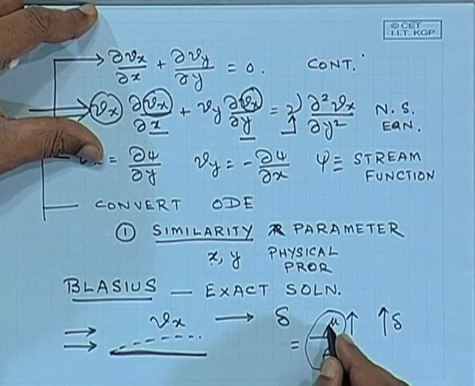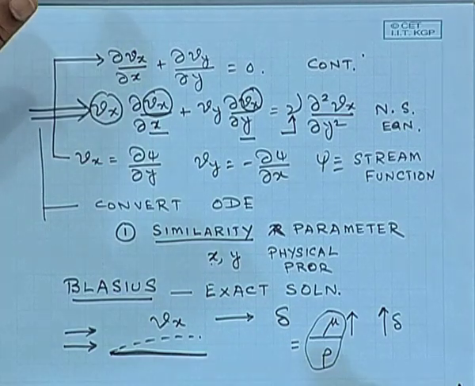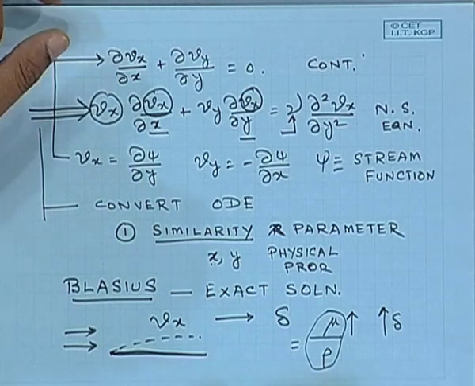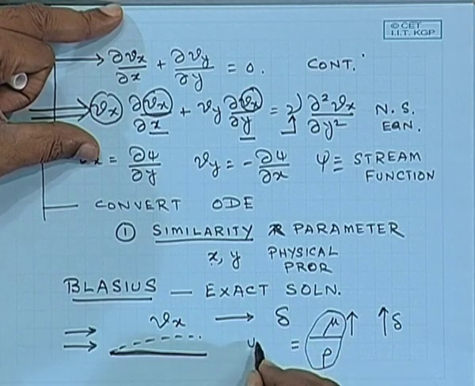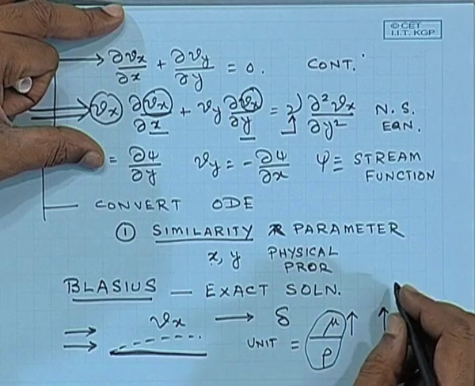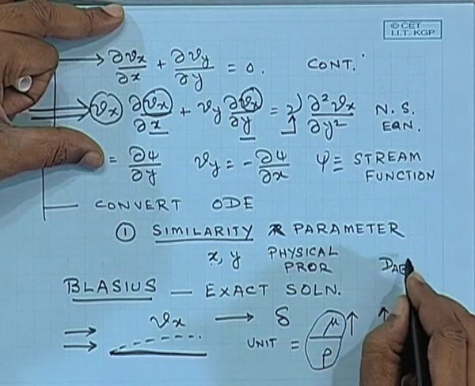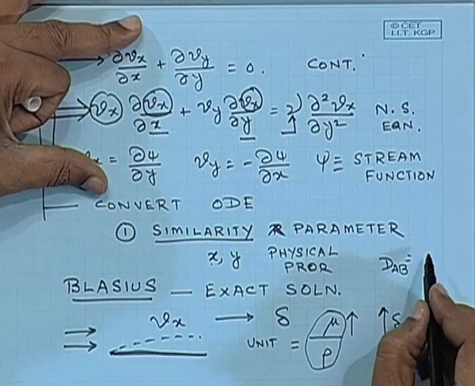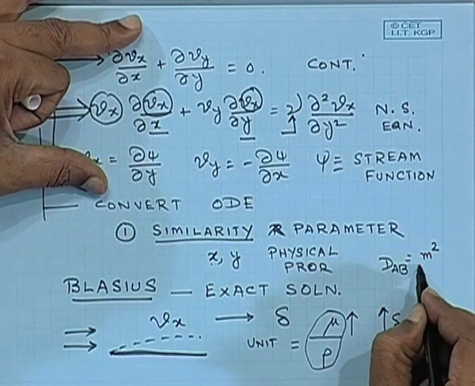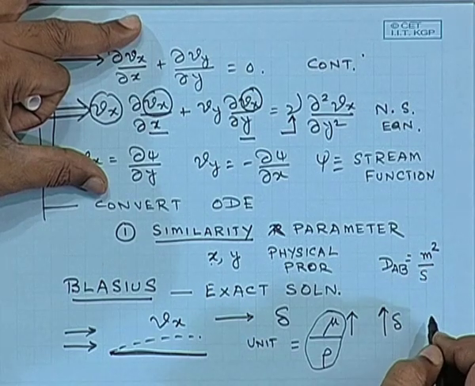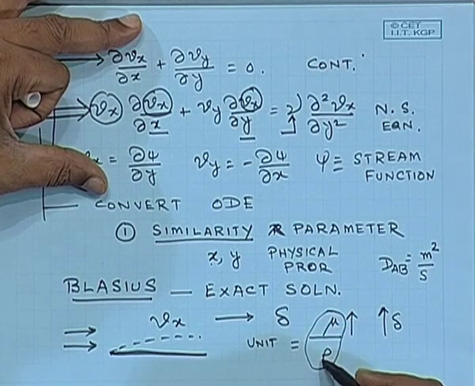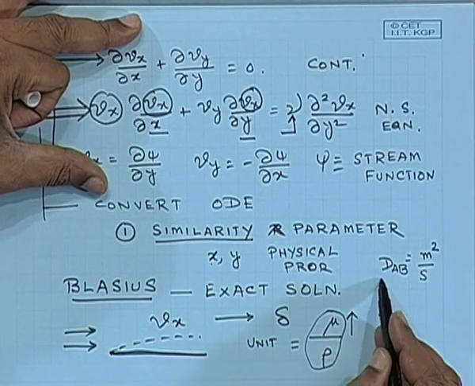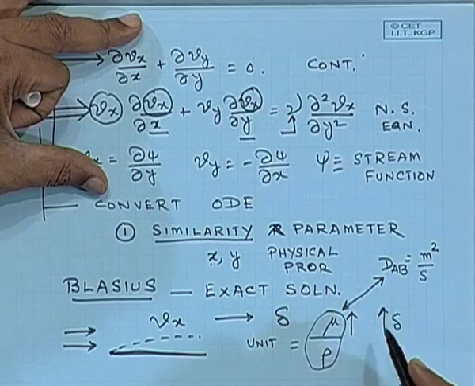Let's work out what's the unit of mu by rho. All of you have done this problem many times. Mu by rho. What's the unit of DAB, which is the diffusion coefficient? Meter square per second. Sure. So you can figure out the unit of mu by rho, and we are going to start our next class with, is there any relation between DAB and mu by rho?